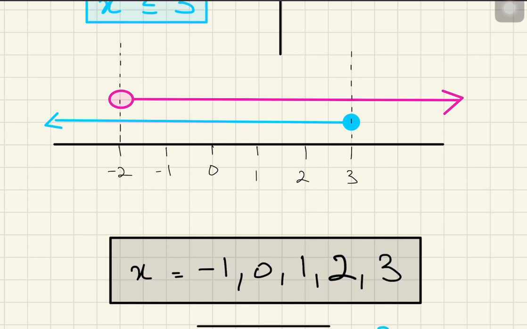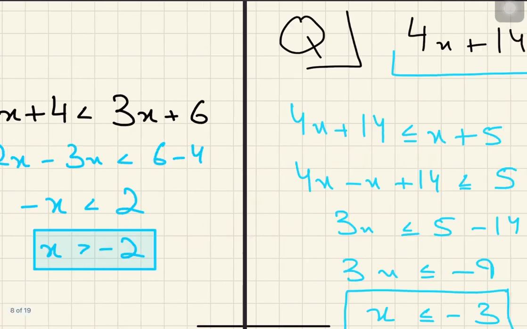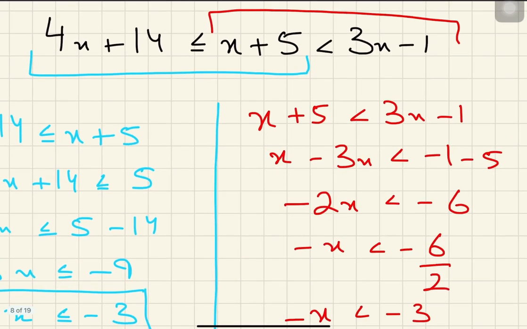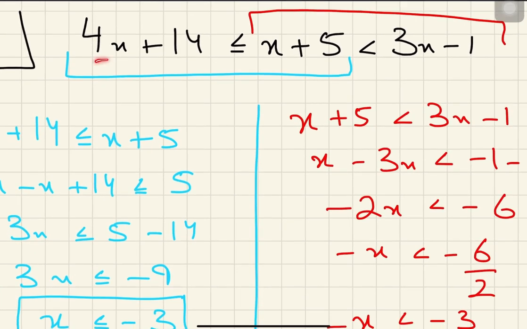So this is how we solve simultaneous linear inequalities if it comes in our exam. Now there is one more example. I'm not solving it completely, but I'll let you know how you can solve it. If the examiner gives you a question like this, 4x plus 14 less than or equal to x plus 5 less than 3x minus 1, then how are you supposed to solve it?